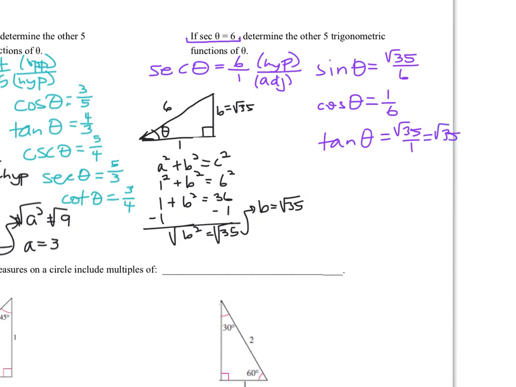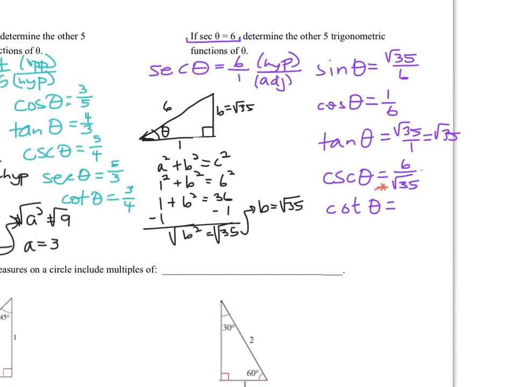So those weren't too bad. We already know secant, but we still need cosecant and cotangent. Cosecant is the reciprocal of sine, so that's hypotenuse over opposite. That is 6 over the square root of 35. Here's where we run into an issue. To have a simplified fraction, we can't have the square root of 35 in the denominator, so you need to rationalize it.